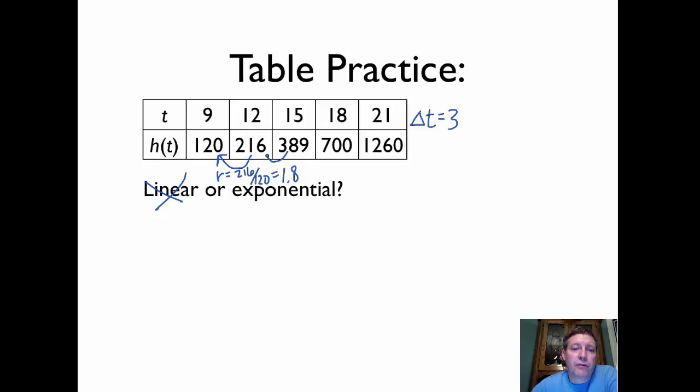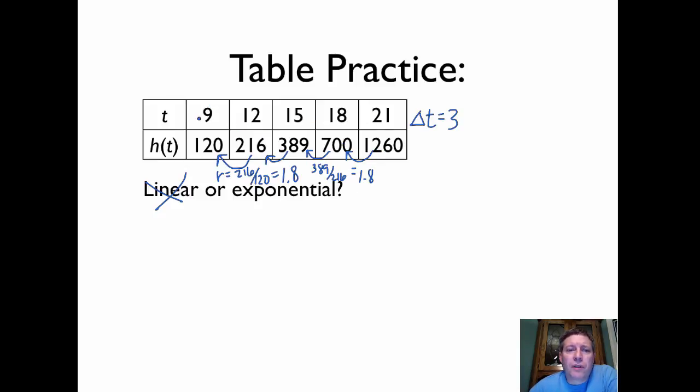If you take the ratio of 389 to 216 to check that ratio, it turns out it's 1.8 or very, very close. I think it might not be exactly. If you take 700 divided by 389, that'll be close to 1.8. You take these two numbers, that'll be close to 1.8. And I say close because it's very difficult to get whole numbers like this to be exactly the same ratio.